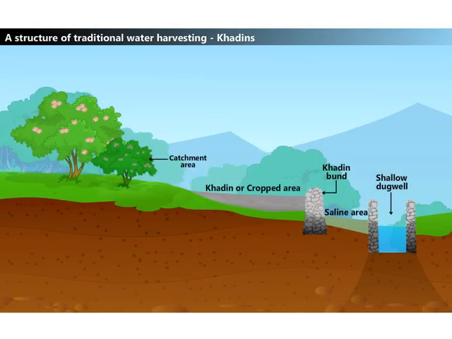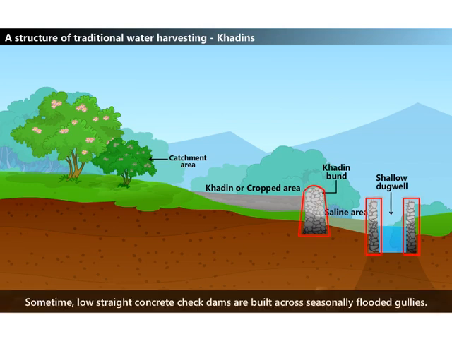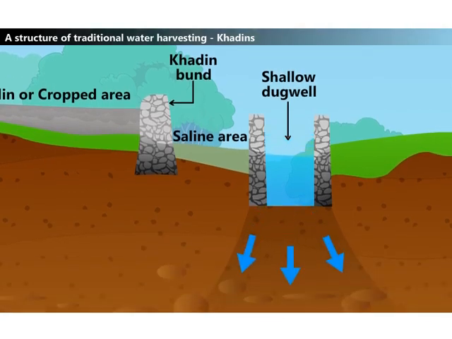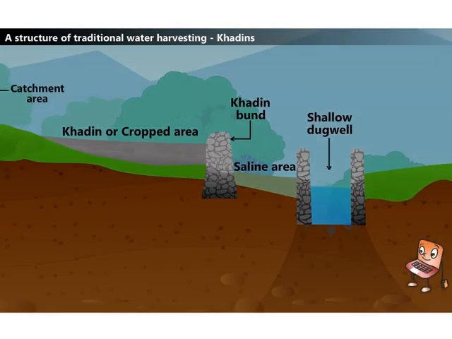Look at the structure of a traditional water harvesting system. Kadins. In level terrains, the water harvesting structures are mainly built by earthen embankments. Sometimes, low straight concrete check dams are built across seasonally flooded gullies. Monsoon rains fill up ponds behind the structure. The large structures can hold water the year round, but most dry up about 6 months after monsoon. But the main purpose of recharging the groundwater is fulfilled.